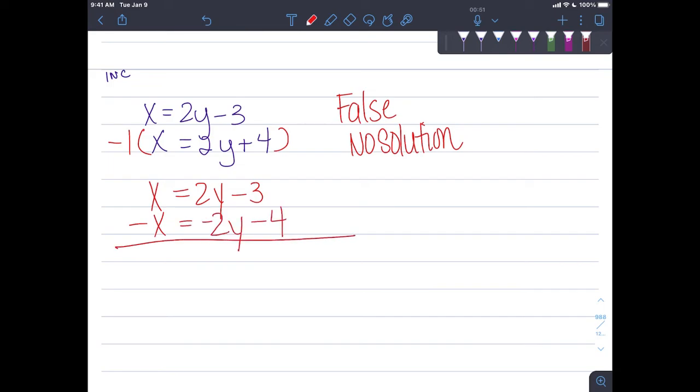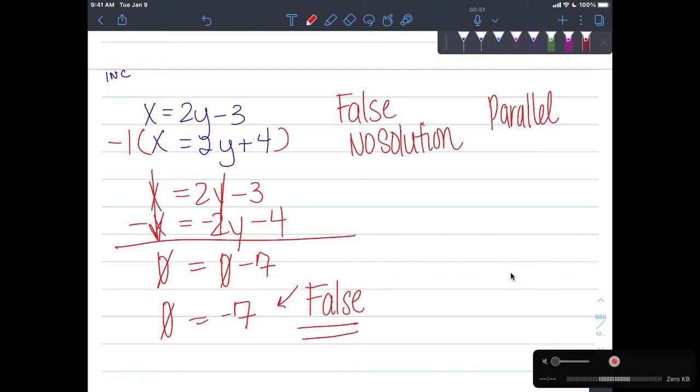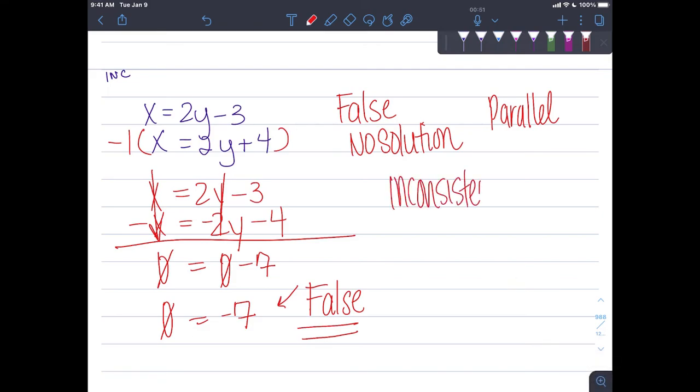I'm going to go ahead and now combine these. Notice how I don't necessarily have to be in standard form. Okay, let me simplify that even more. And I end up with something crazy. A false answer. This means that these are parallel lines. They will never, ever touch. Also called inconsistent.